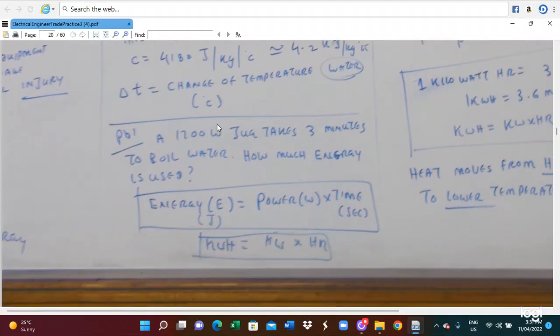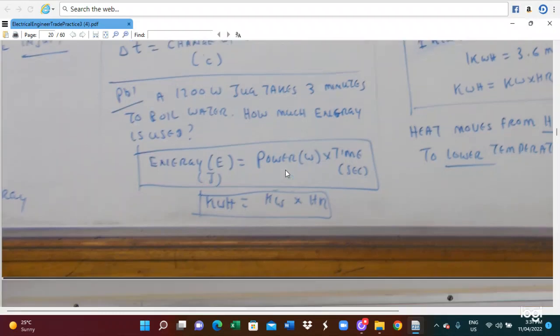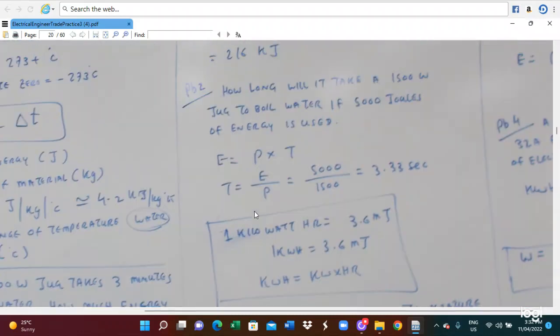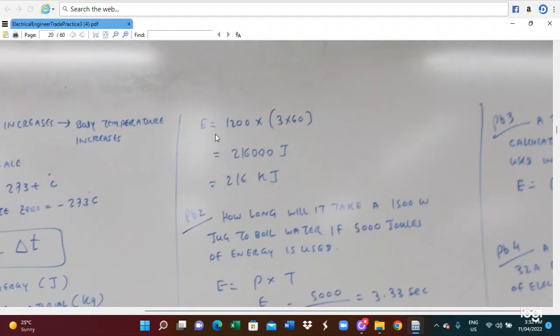The problem is: a 1200 watt jug takes 3 minutes to boil the water, how much energy is used? The energy E can be calculated as power multiplied by time, so kilowatt into hour. So this is the way we calculate the energy. In this case, 1200 into 3 minutes, so 3 into 60, so you get 216 kilojoules, 216,000 joules.